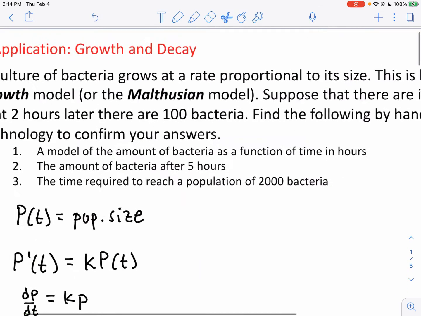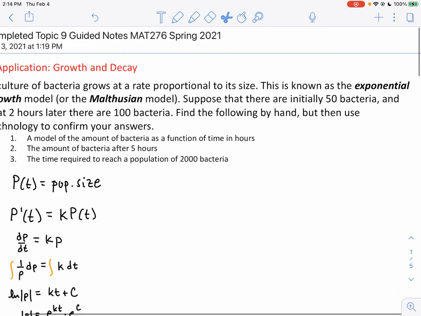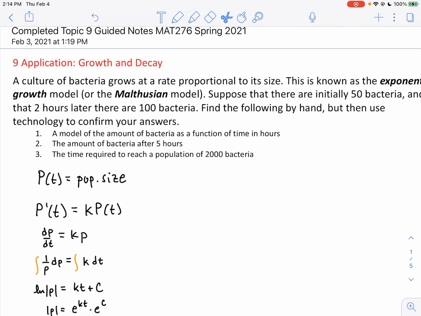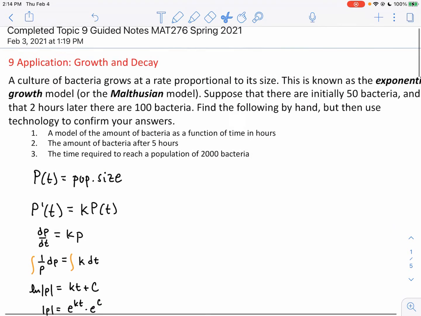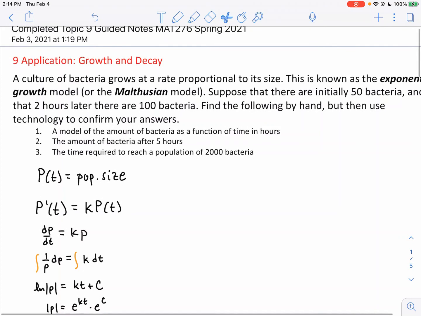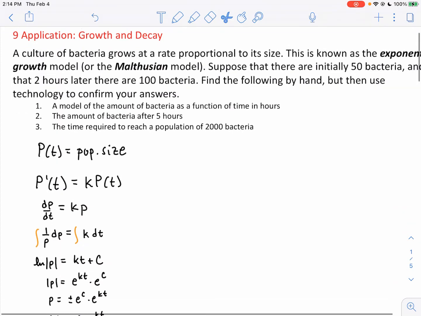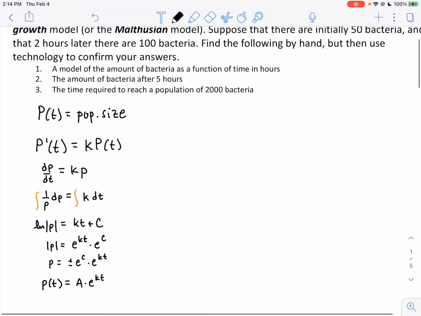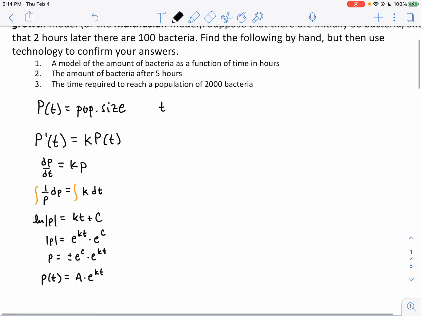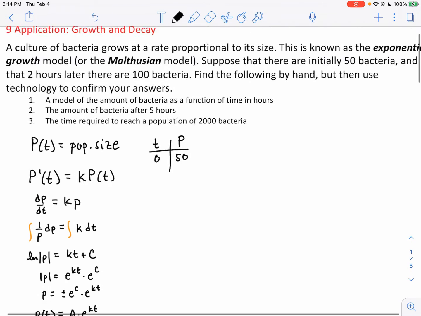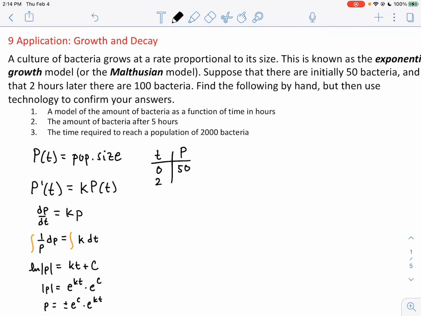Okay, so let's go back to our prompt and see what else information we have in here. Suppose that initially there are 50 bacteria and that 2 hours later there are 100 bacteria. Okay, so we do have some information. We know that at different times we have different populations. At time 0 there were 50, and at 2 hours later, so time is measured in hours, let's put that here, and population is number of bacteria. 2 hours later, there were 100 bacteria.